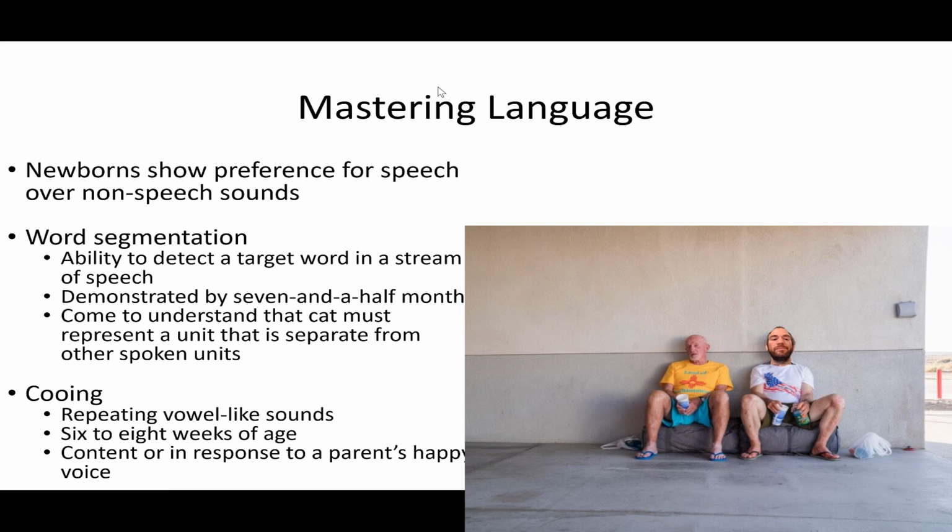By 7.5 months of age, infants demonstrate an ability to understand that when a sentence is being spoken to them, each one of those words represents a thing, a unit that is separate from other spoken units. And cooing is repeating vowel-like sounds, which expresses a content-like state in response to parents interacting with them. So this is pre-word formation and a method by which infants are able to communicate with their caregivers.